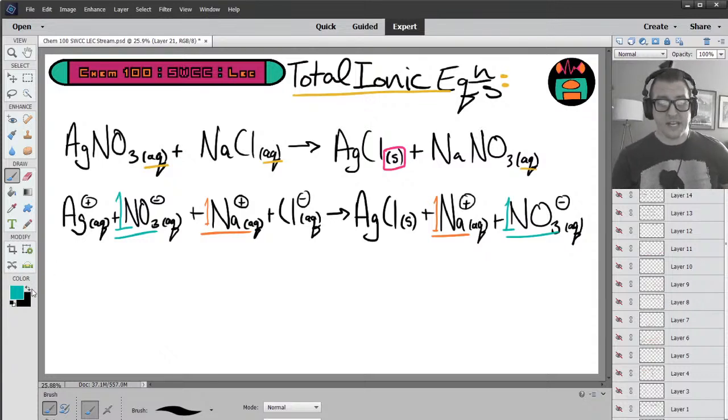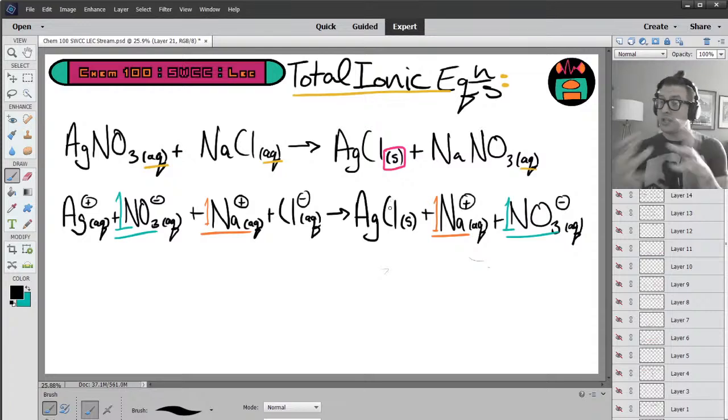Whenever you see something on the reactants and the product side of a chemical equation unchanged, that means that those species, whatever they are, ions, atoms, whatever, didn't actually participate in your chemical reaction. If they're on both sides of the equation and they're unchanged, they didn't participate. You'll notice that silver is on the reactant side as silver cations. It's on the product side, but as solid silver chloride.